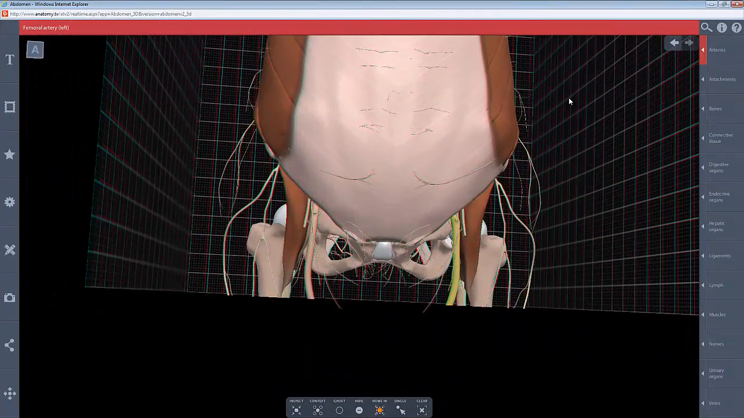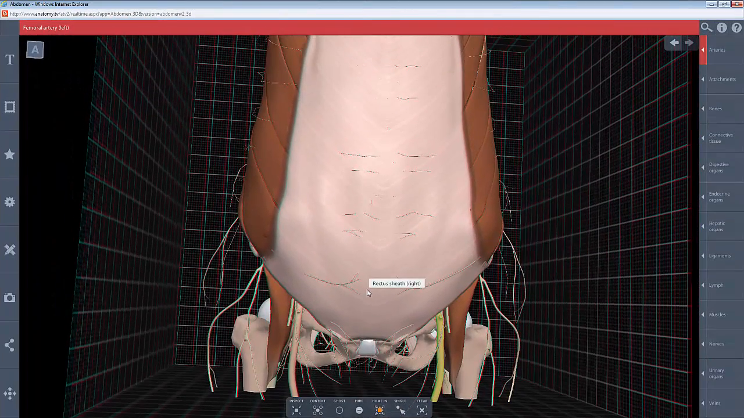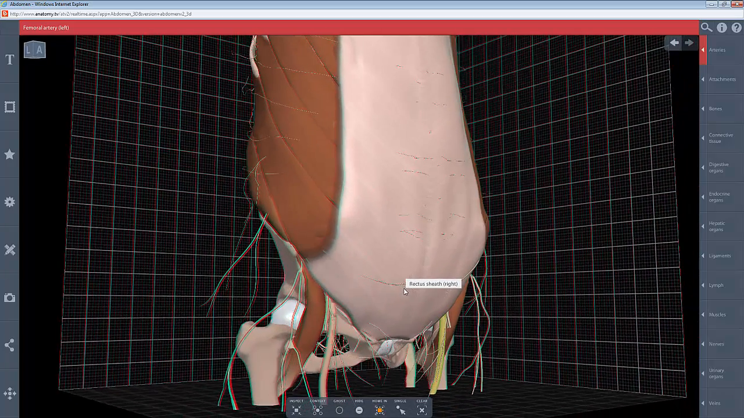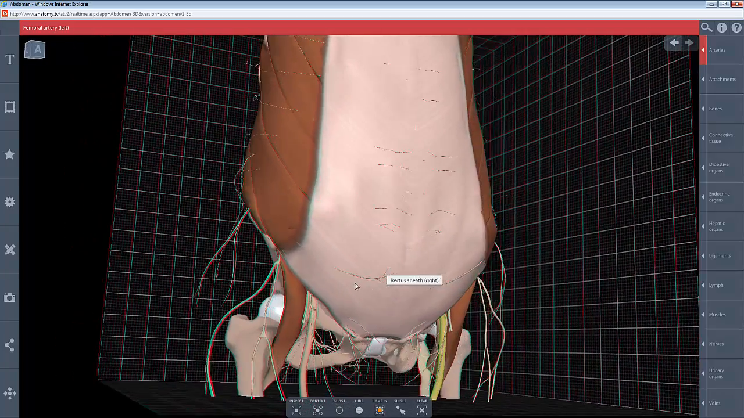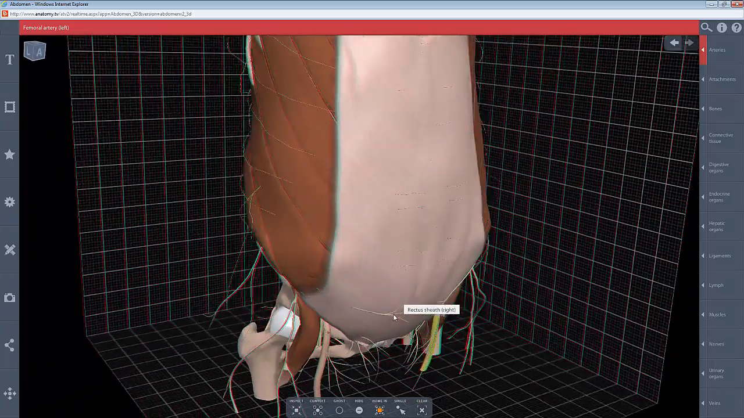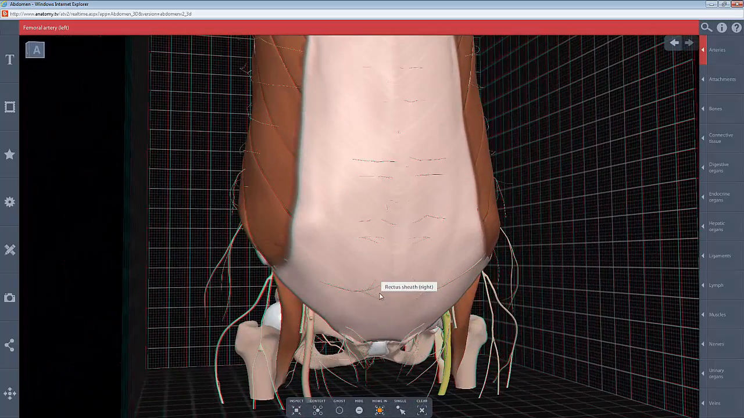Welcome to this quick review of the abdomen together with Anatomy TV. Here we're using the 3D interface. If you have your 3D glasses, please put them on now. If you don't have them, it'll still work, it just won't be quite as good.